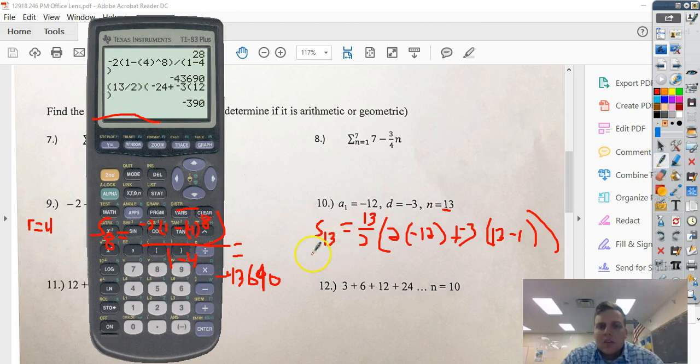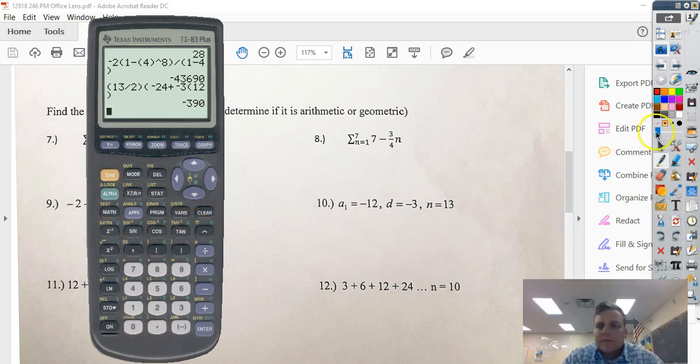So the sum of the first 13 terms is just -390. Wham bam, thank you ma'am. Alright, number 11.